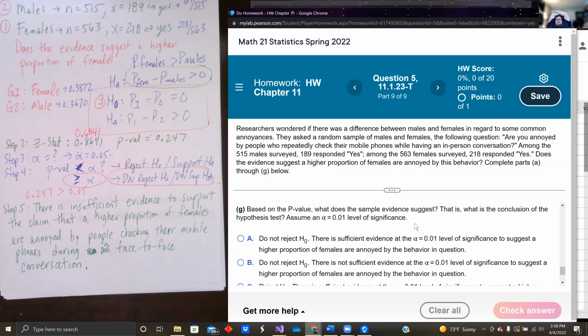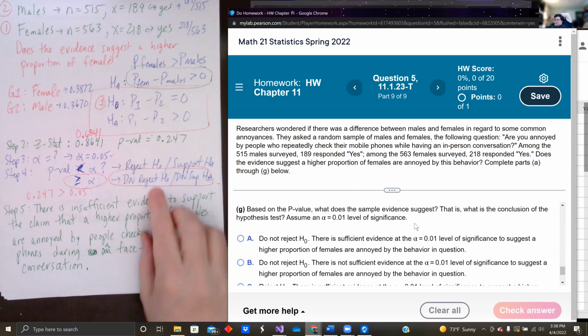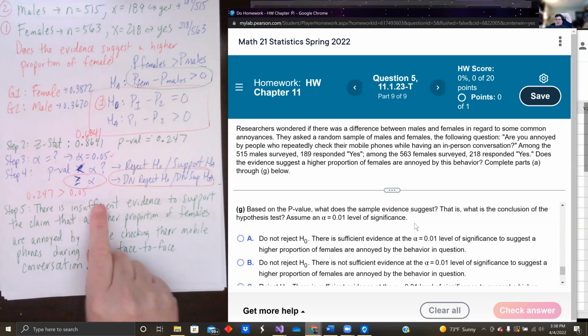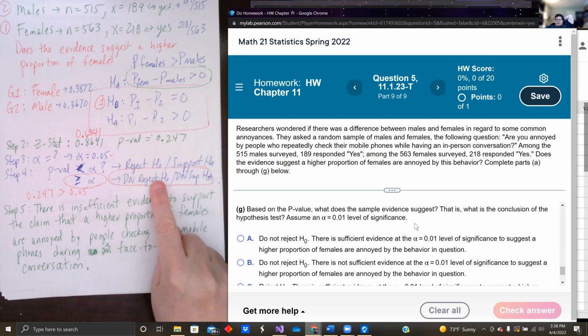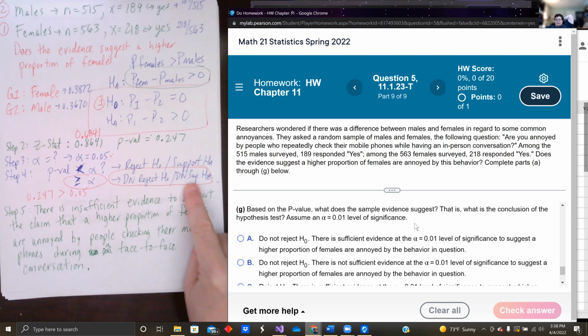Based on the p-value, what does the sample evidence suggest? Oh, now they give me the alpha. The alpha is 0.01. That doesn't change my answer. 0.247 is still greater than 0.01. So we're going to do not reject H0 and do not support HA.